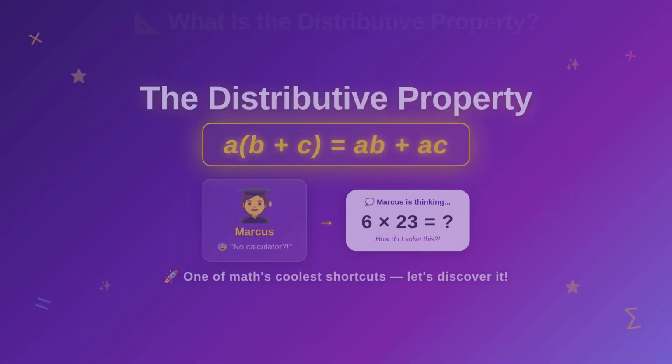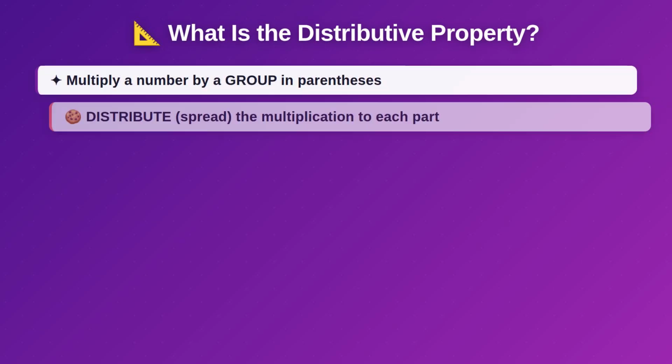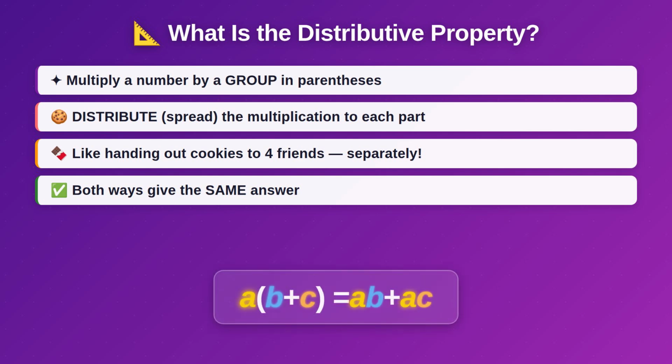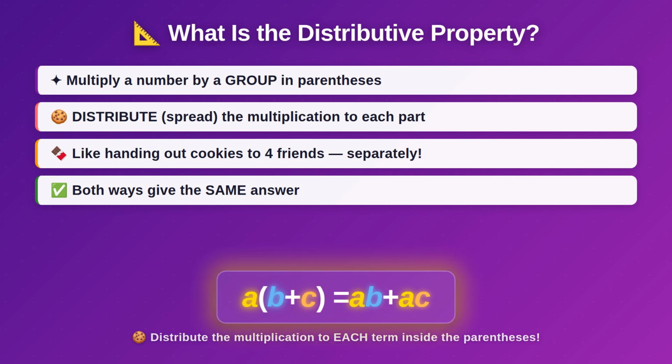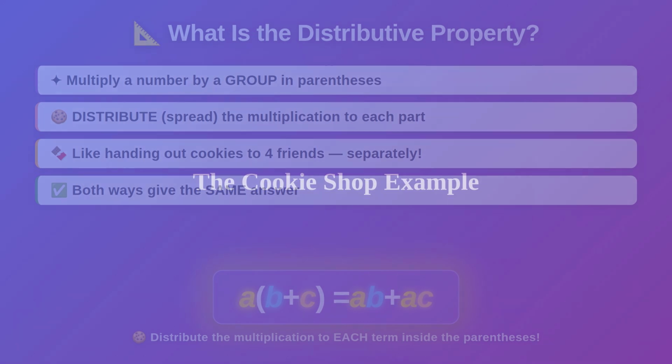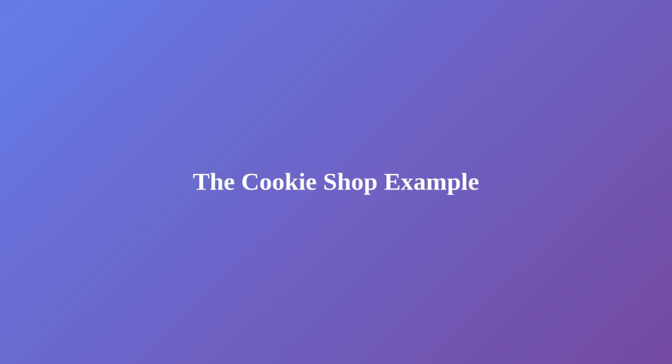Let's go. So what exactly is the distributive property? Here's the big idea. When you multiply a number by a group in parentheses, you can distribute, or spread, that multiplication to each part inside. Think of it like handing out cookies. If you have 4 friends and each gets 2 chocolate chip cookies and 1 sugar cookie, that's 4 times the whole group. Or you could count the chocolate chip cookies separately and the sugar cookies separately. Same answer either way.